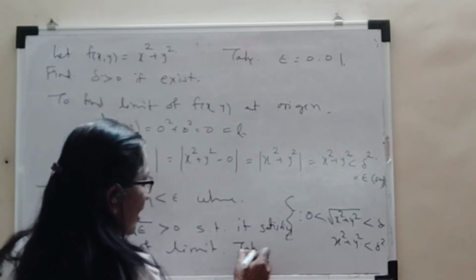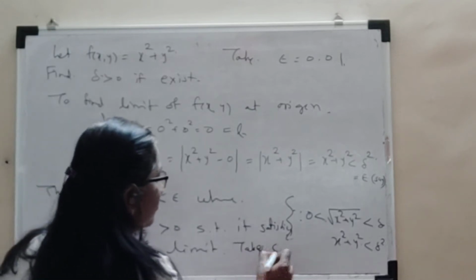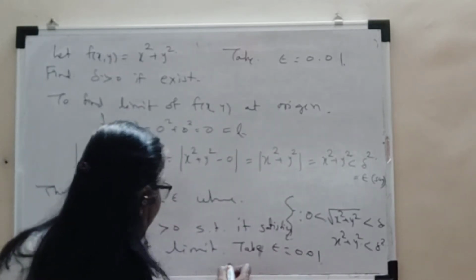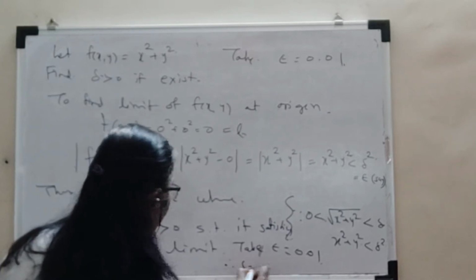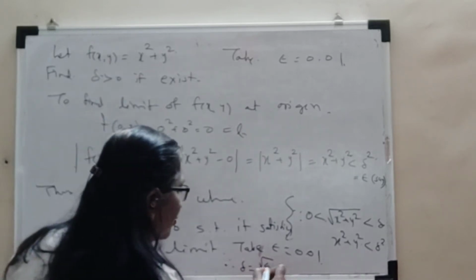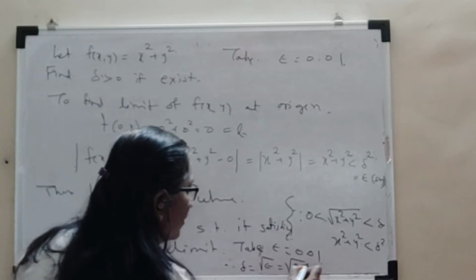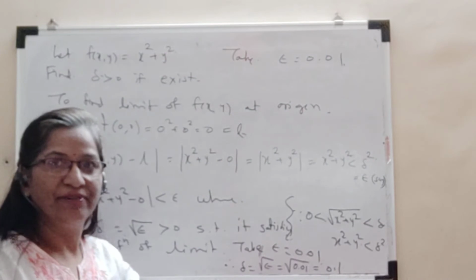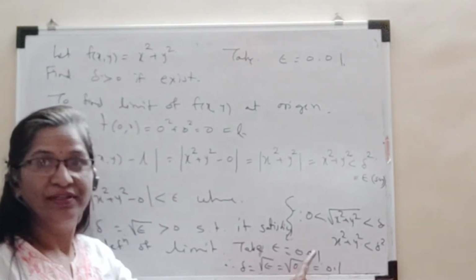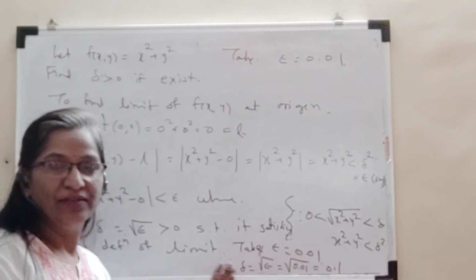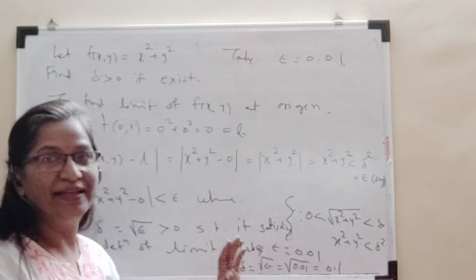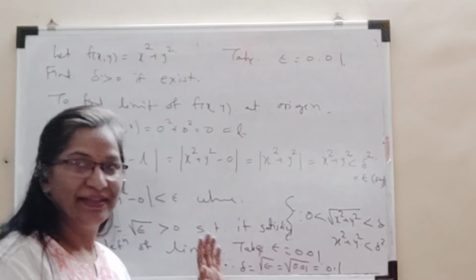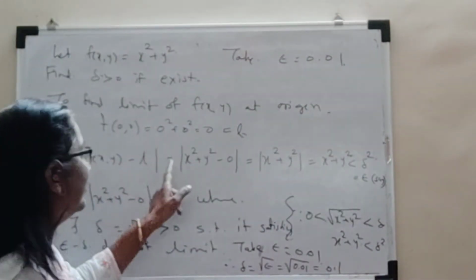Now take epsilon equal to, what is epsilon? 0.01. So therefore delta is equal to square root of epsilon. So that is square root of 0.01, and that is nothing but 0.1. So I am getting delta equal to 0.1 for epsilon equal to 0.01. Okay. So thus for any epsilon value we are getting delta. So therefore the limit of the function exists at the origin and is equal to 0.